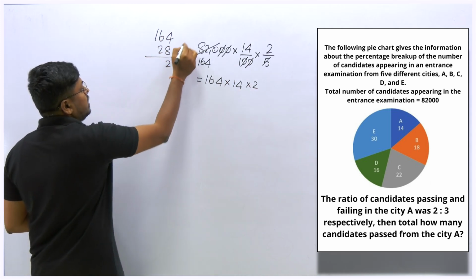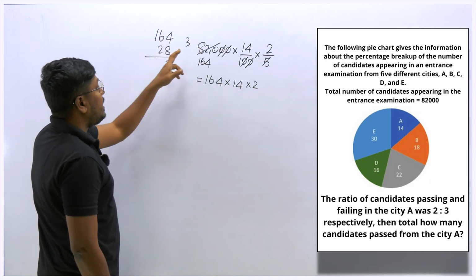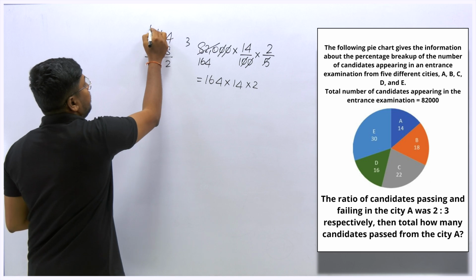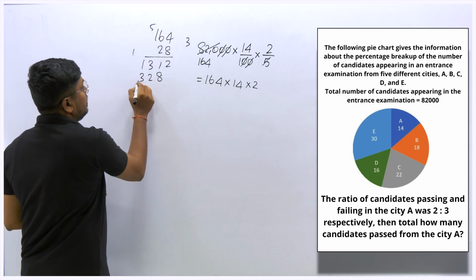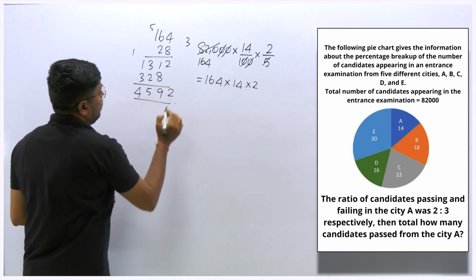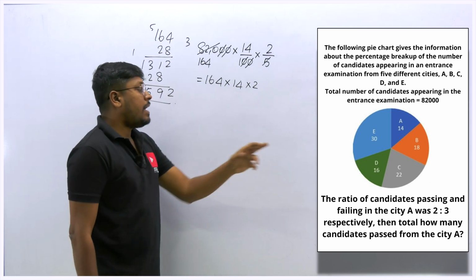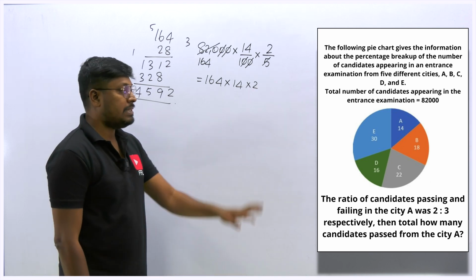So 8 4s are 32. 8 6s are 48. 48 plus 1, remaining will be 5. So this will be 13. So 8 1 2, 1 2, 1 3. So 2 9 5 4. So 4 5 9 2. So 4592 is the total number of students who passed from city A.